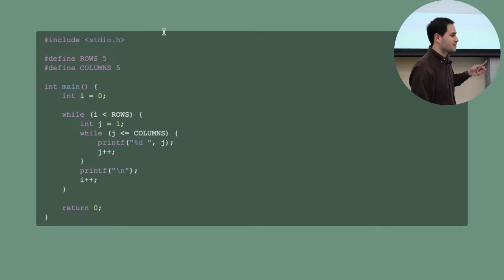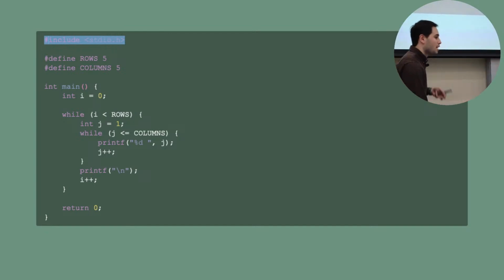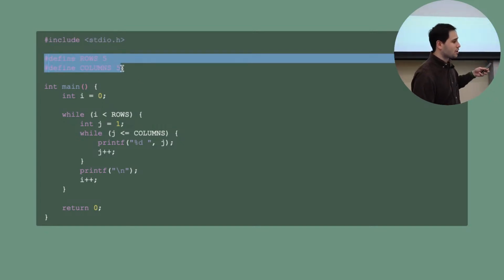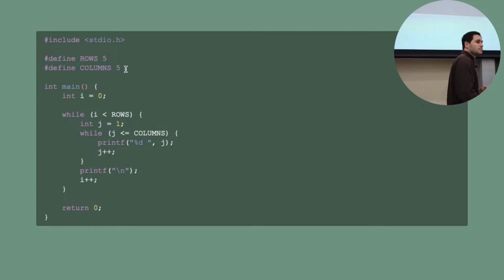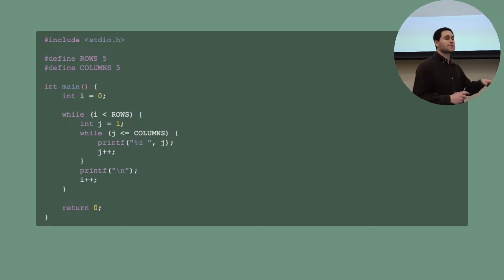All right, I'm going to start skipping over this include standard I/O thing because we use it every single time and we should start getting familiar with it. But once again, it brings in the printing and reading libraries into our C programs. We have two constants here that we use hash define to create. We're naming one rows and one columns, and we're assigning both of them 5.